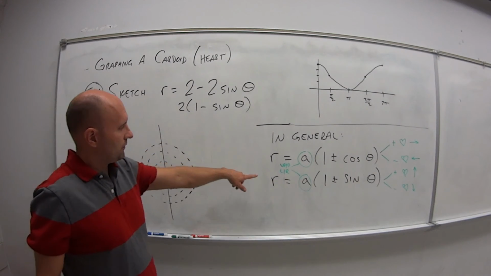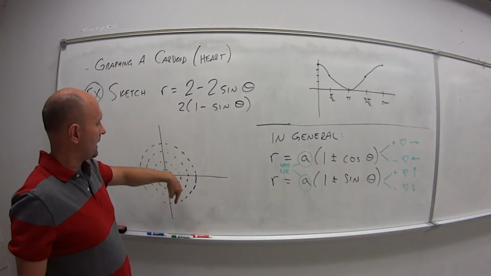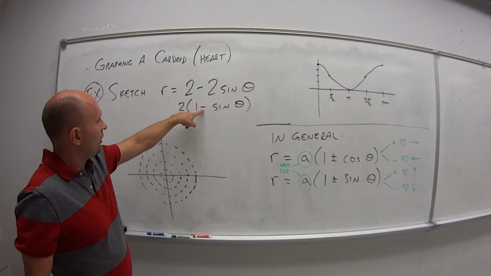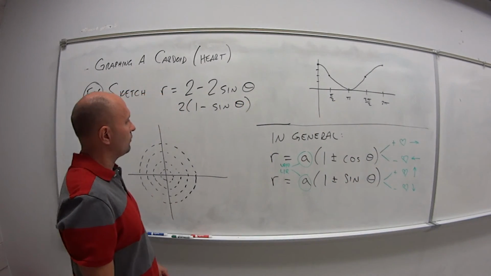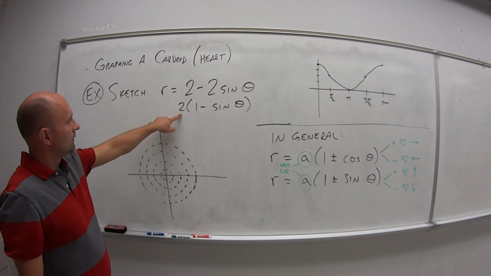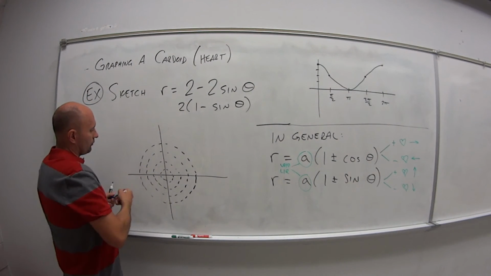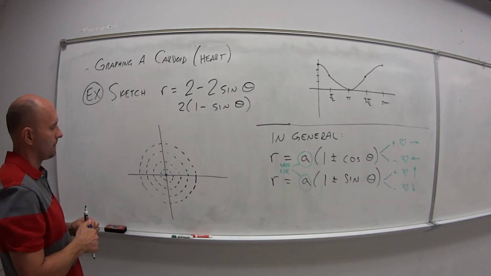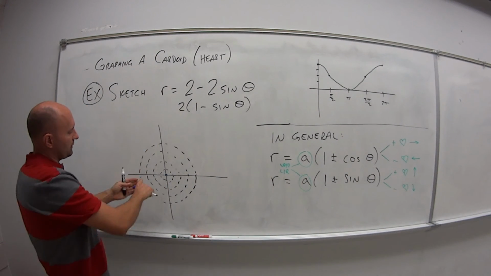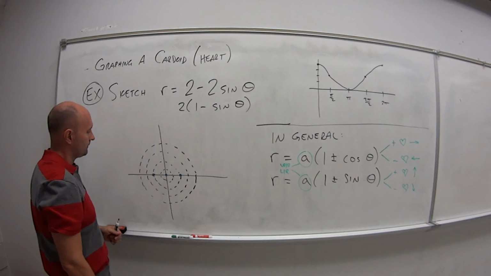So let's see what we have here. First, we're talking about sine, so this is going to be a heart that points up or down. Because I have a minus, that means the tip of the heart is pointing downward. I have the 2 in front. That's my value for a. So I know, because it's a heart, I have a point at the origin. The 2 tells me how far out to the left and right I go. So 2 units this way, 2 units to the left.